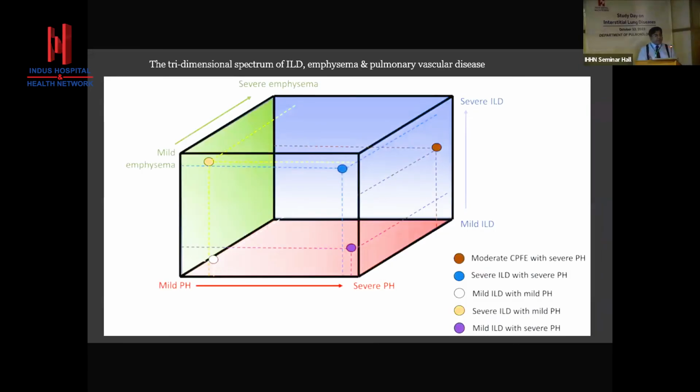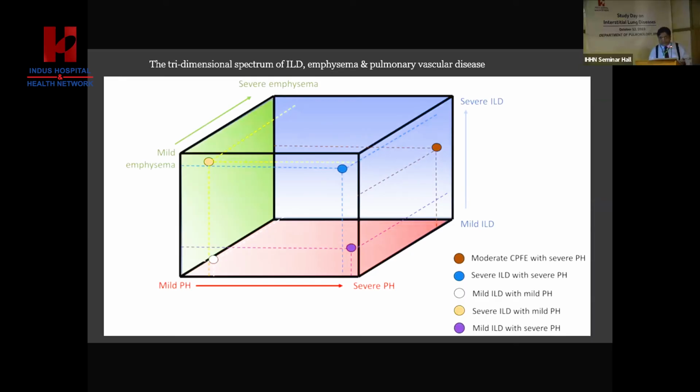Now, this diagram is three-dimensional. It's showing you the intermingling of the ILD. Here's the ILD from mild to severe in the vertical direction. Then we have emphysema here from mild to severe. And here is the pulmonary hypertension. All 3 are very important in the management as well, and that is the pathophysiological basis. They are not separate. They are intermingled.